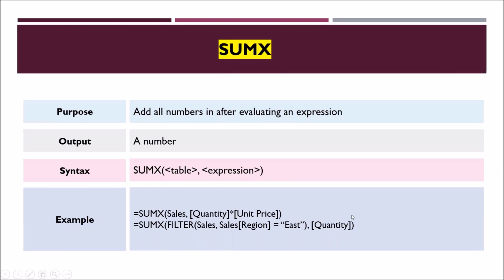Now if you look at the two examples of SUMX, in my first example I am multiplying my quantity column and unit price column for each row, and once this is all done I want to add it up. And in the second example of SUMX, first I am filtering my sales table on the basis of region, and once this is done, then I want to add the quantity column.